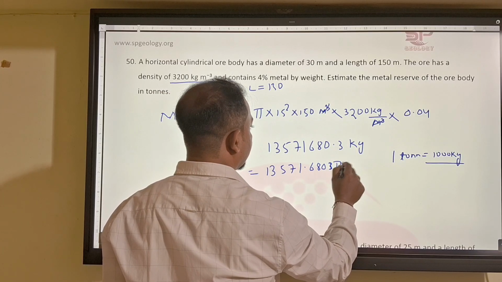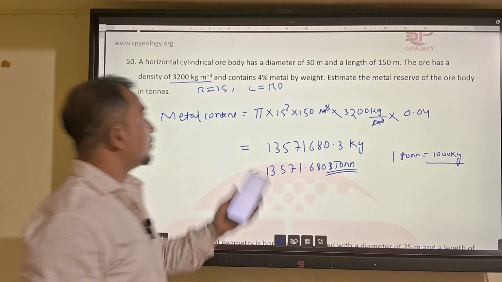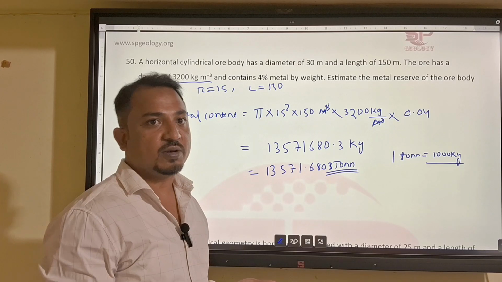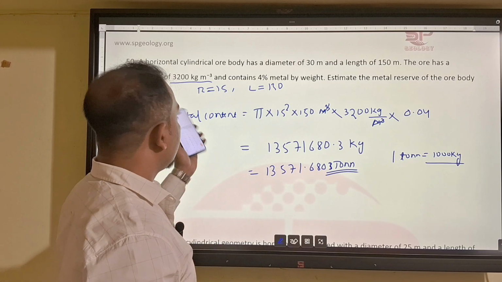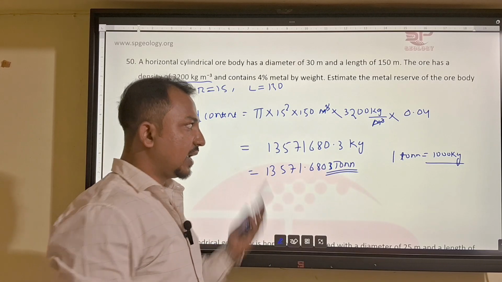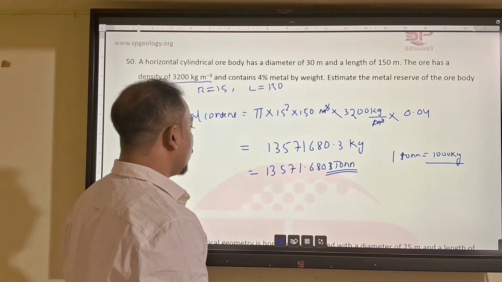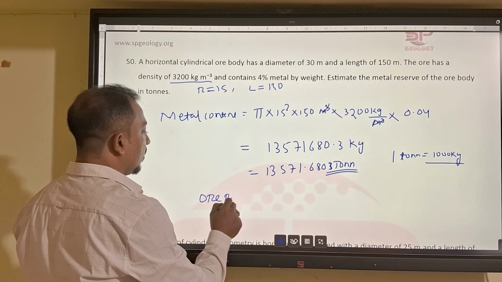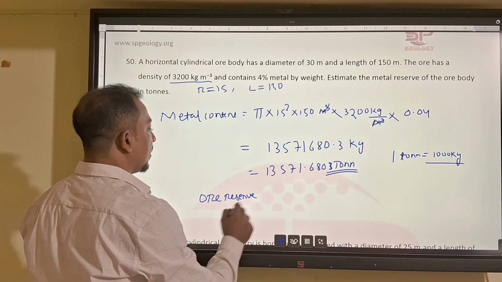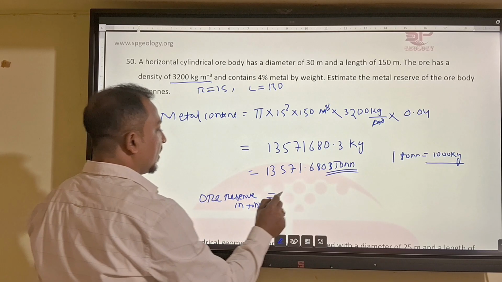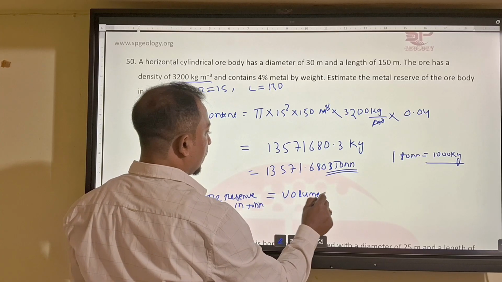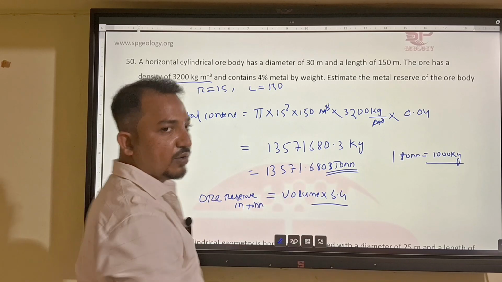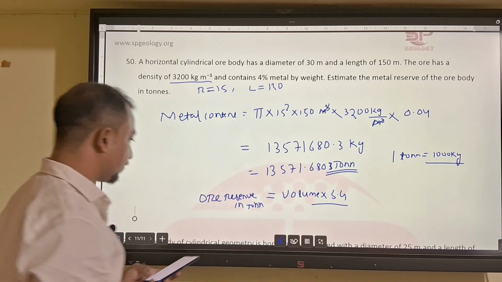Ton. So if you convert the density into specific gravity, the answer will automatically be in ton. If you don't convert, then the answer will be in kg, and you have to convert it again into ton. That's why in the formula it is always written: ore reserve in ton will be volume into specific gravity. Then if you calculate the metal content, it will be into grade or assay value. Understood?